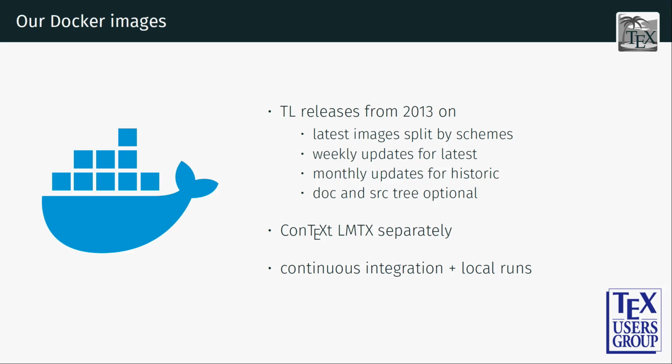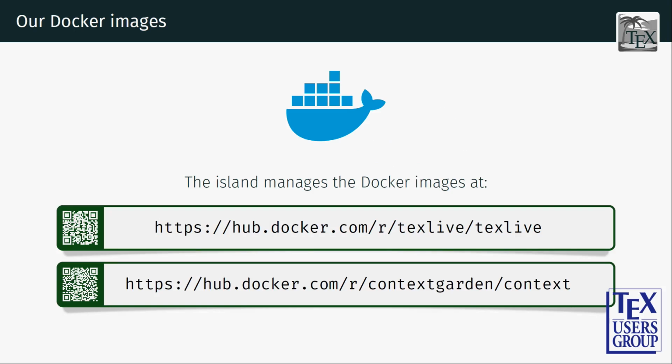The two primary use cases we focus on when developing are the continuous integration setting and the local runs, which are also the two use cases which I will provide examples for today. Before coming to the use cases, let me just mention where you can find these images. We ship them at Docker Hub, which is the most commonly used Docker registry out there, but we also provide them in the GitLab registry of the Island of TeX.